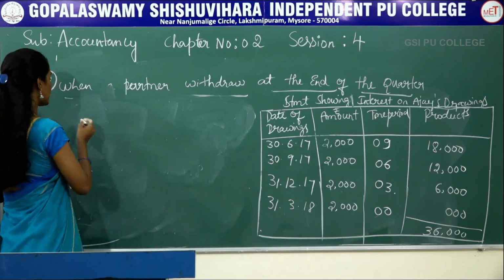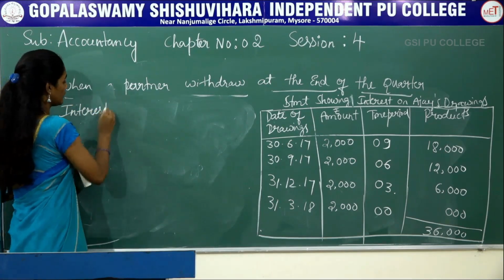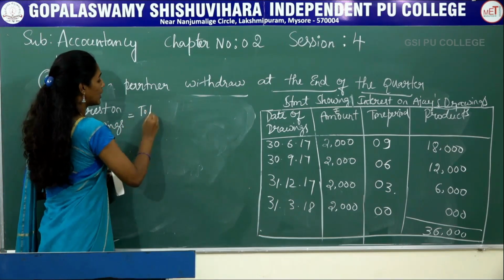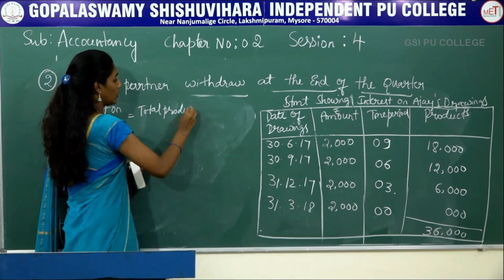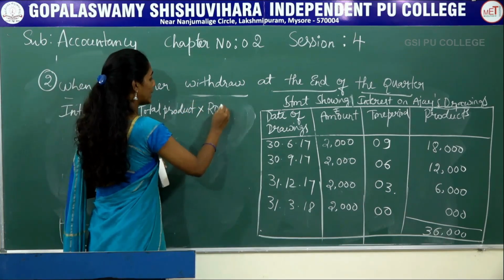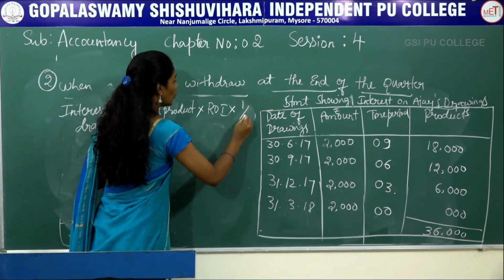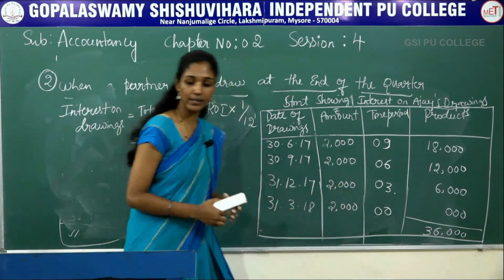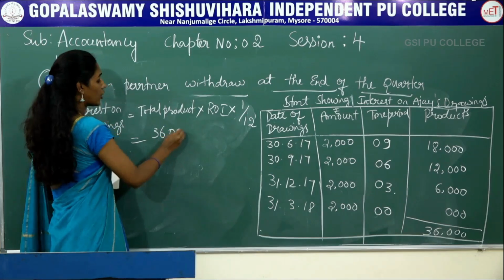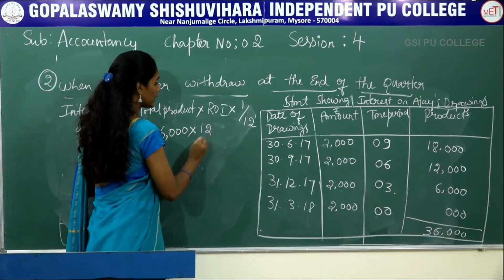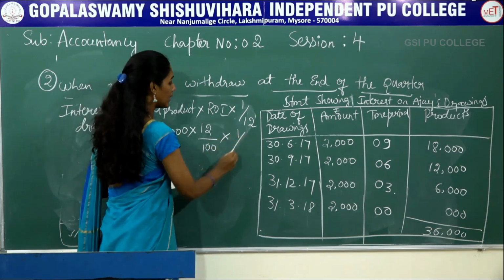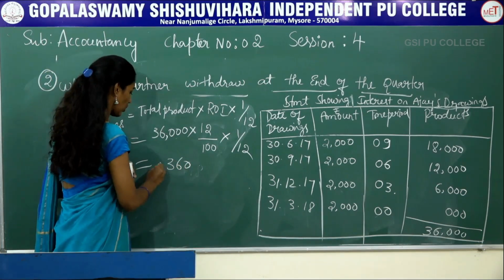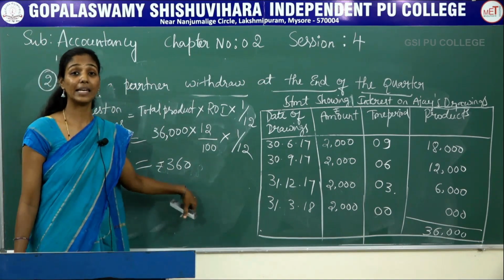The formula for the product method is: interest on drawings equals total product into rate of interest into 1/12. We already know the total product is 36,000. Rate of interest is given in your problem as 12%. So write 12 divided by 100 and 1/12. Then the total amount of interest on Ajay's drawings is rupees 360.